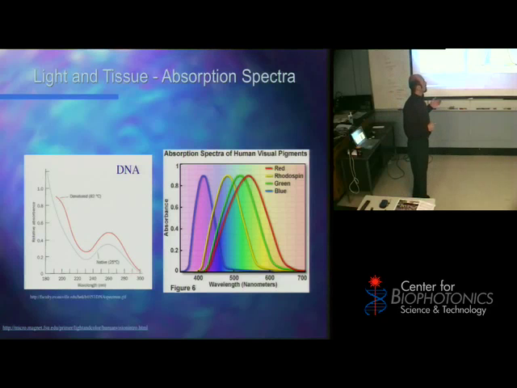Now, in your eyes, you have 4 pigments that absorb light.